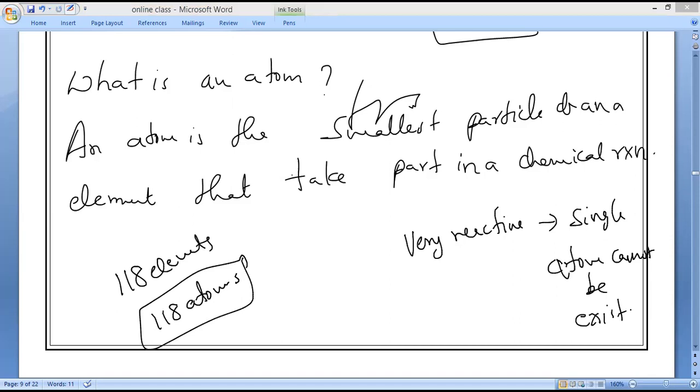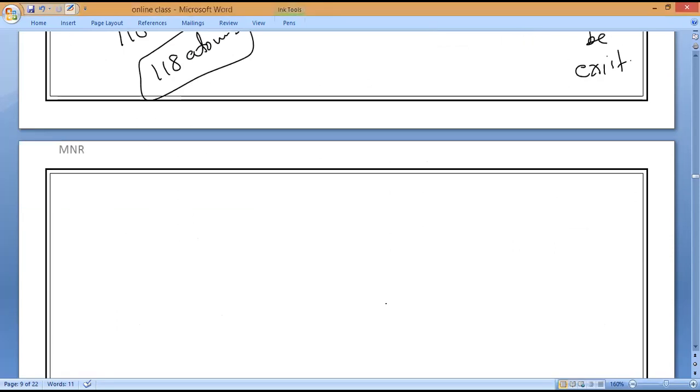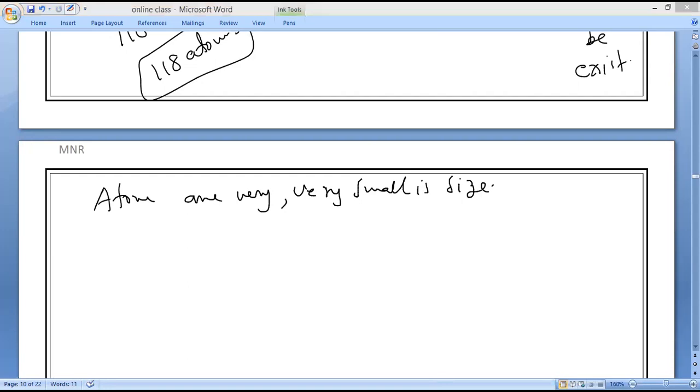Now, are atoms very small in size or bigger in size? Anybody? Abhirami? Atoms are very, very small in size. That is right. Atoms are very, very small in size.